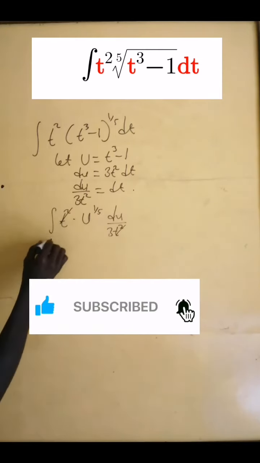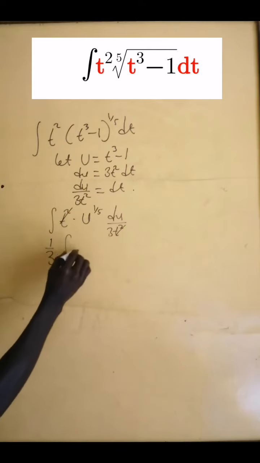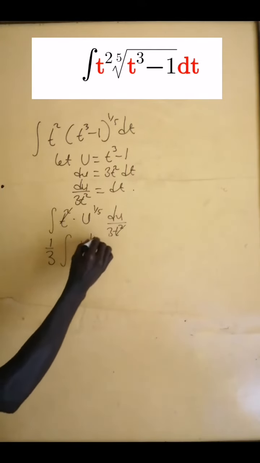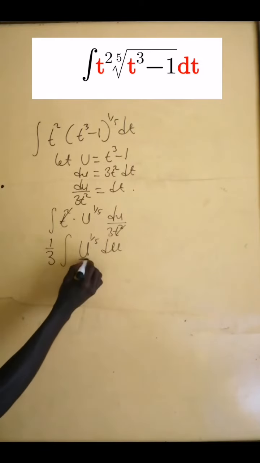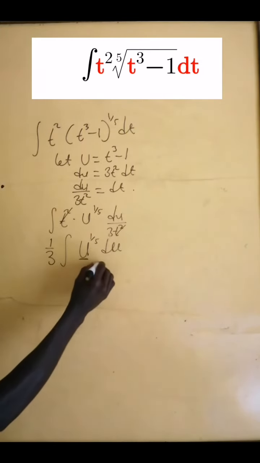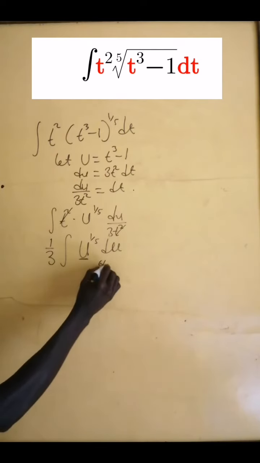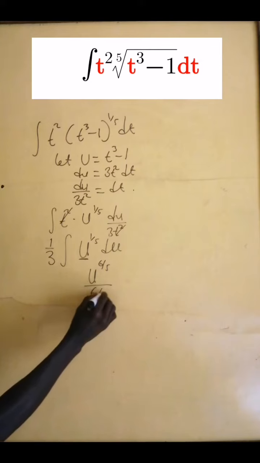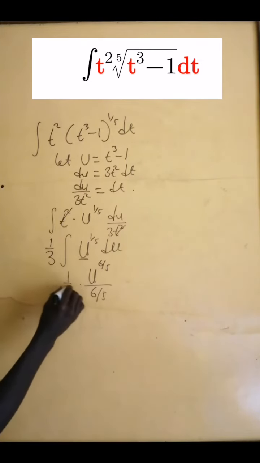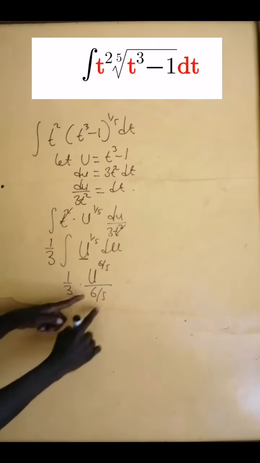the integral of u^(1/5) du times 1/3. If we integrate u^(1/5), we have u^(6/5) divided by 6/5, times 1/3.